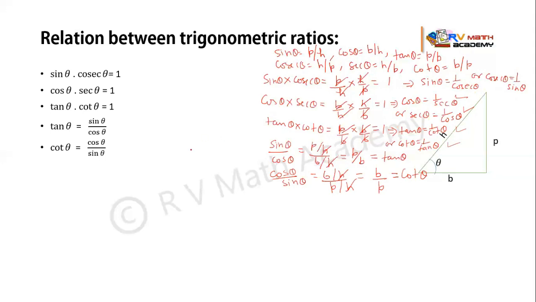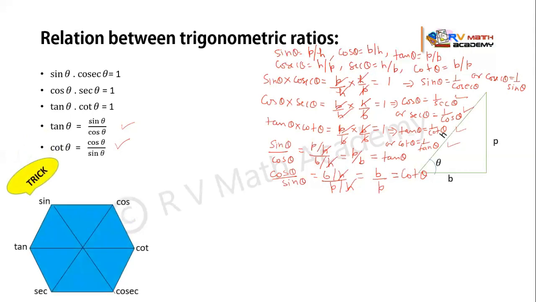We have also got tan theta is equal to sine theta upon cos theta, and cot theta is equal to cos theta upon sine theta. Now there is a trick to remember all these trigonometric relations. We can learn all these trigonometric relations with the help of this super hexagon.